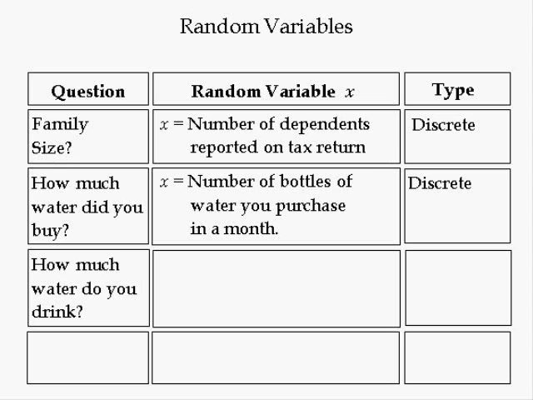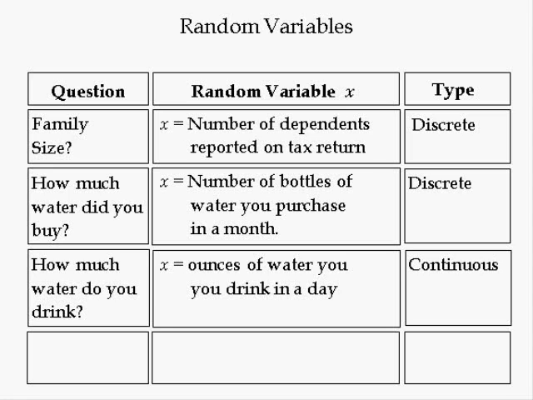If the question is how much water do you drink in a day, and x equals ounces of water you drink in a day, that's continuous, because you could drink 10 ounces of water in a day, 11 ounces, 10.5 ounces, 10.1 ounces, 10.00001 ounces in a given day, and you could continue doing that, which is why this is a continuous random variable.